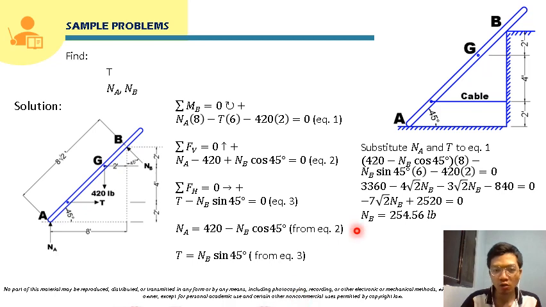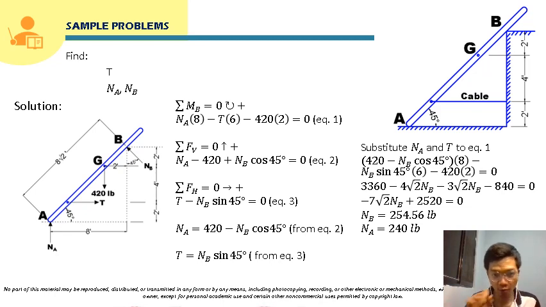Okay, so solving for NA, we just substitute this obtained NB to this equation from equation 2. So this will be 420 minus 254.56. It's better if you input all the obtained decimal places for NB while computing for NA. So times cosine 45 degrees. So that will give us 240 pounds. Okay, so that will be the value of NA.